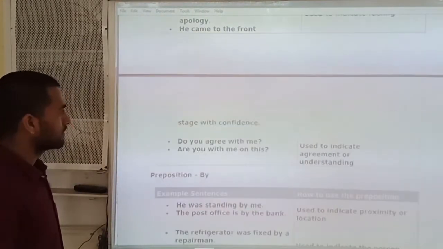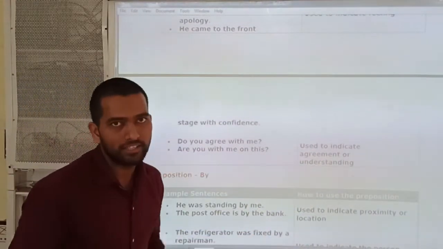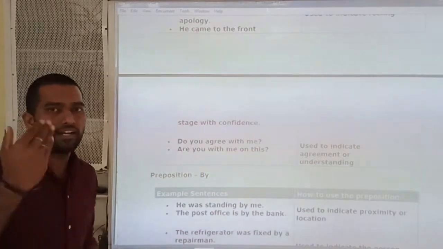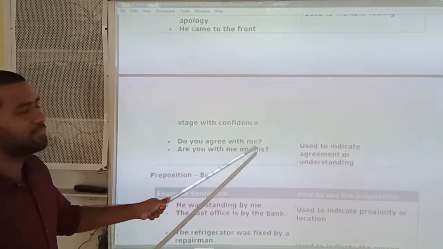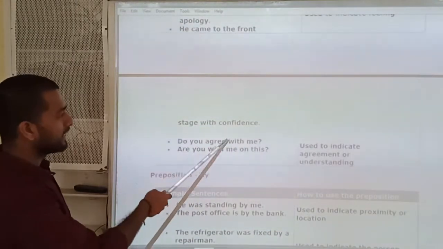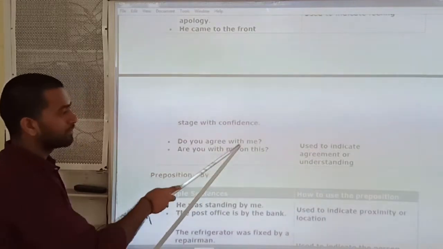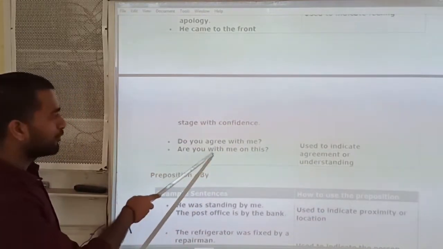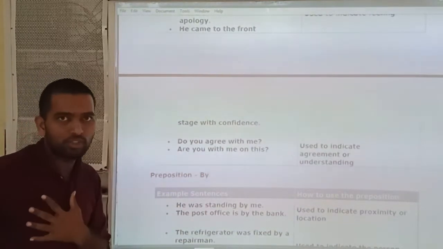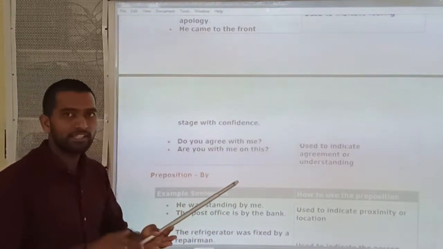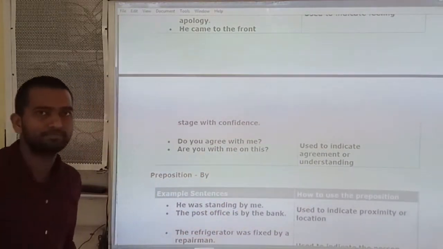Next, we use it to indicate agreement or understanding. For a particular agreement or understanding, we use the preposition with. Do you agree with me? It means there is an agreement between these two persons, so we use the preposition with. And, are you with me on this? It means you are going to stay with me only, right? So when there is an agreement or understanding between two things or two persons, we use the preposition with.